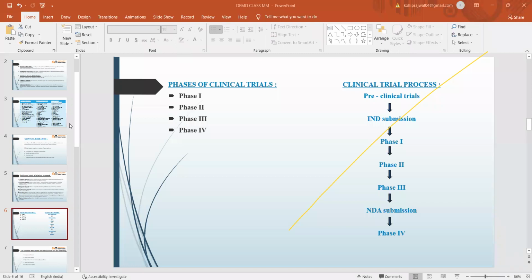Guys, are you understanding what I'm explaining? If you are not able to understand, please ask me questions. You can unmute yourself and ask me. If you're not understanding in English, I will help you. I can explain in Hindi also. I can explain in Kannada also. Have you understood what clinical trials and preclinical trials are? Anyone?